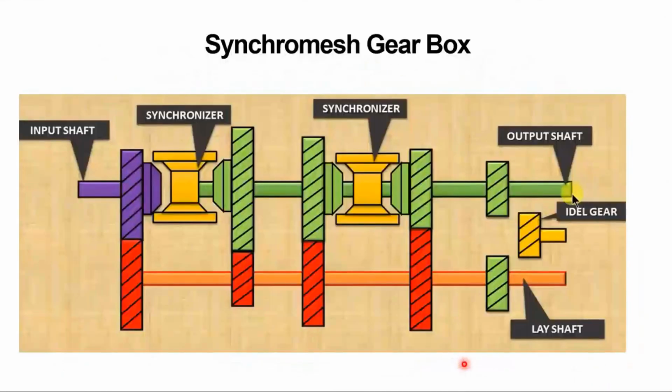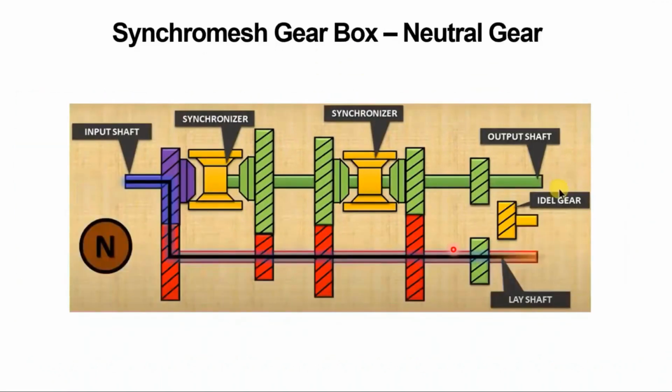Next you have the synchro mesh gearbox, where you have a synchronizer between the gears. Whereas in the case of the constant mesh, you have the dog gear, right? So the only difference is you have the synchronizer gear. That's the difference between the synchro mesh and the constant mesh gearbox. So the power remains the same. It moves in the same direction like that of the constant mesh gearbox.